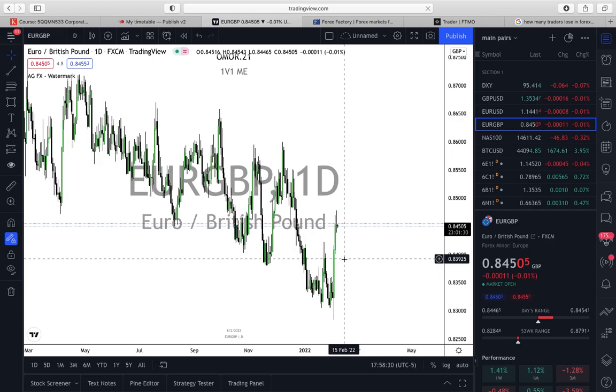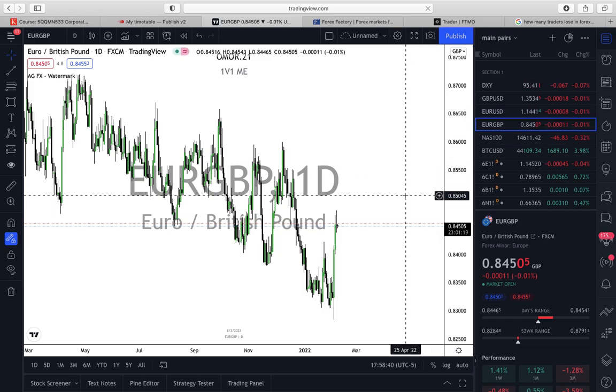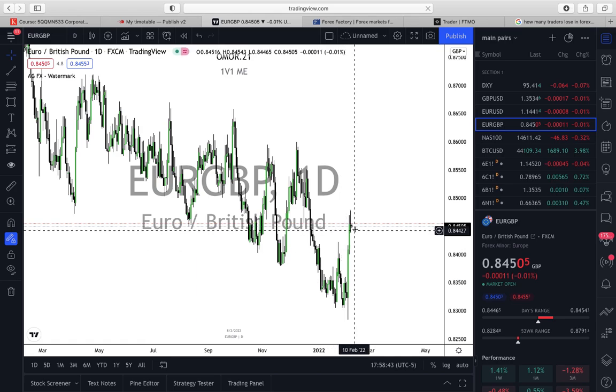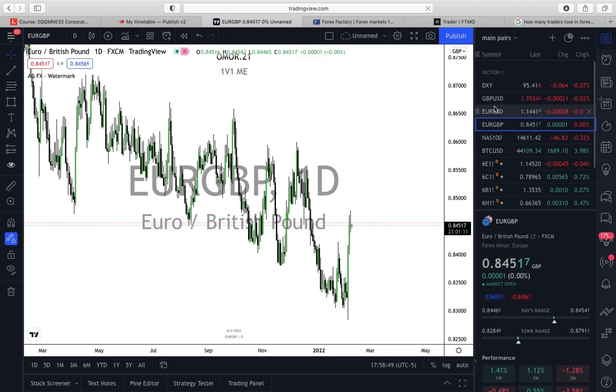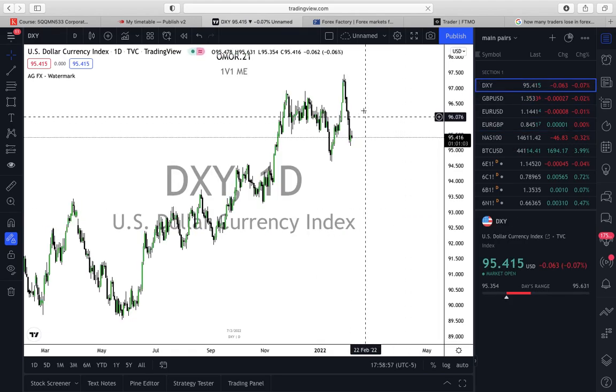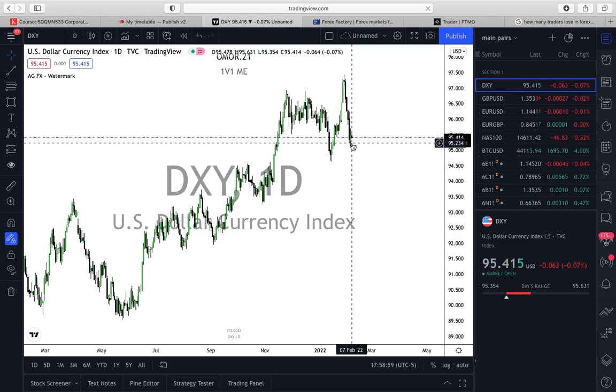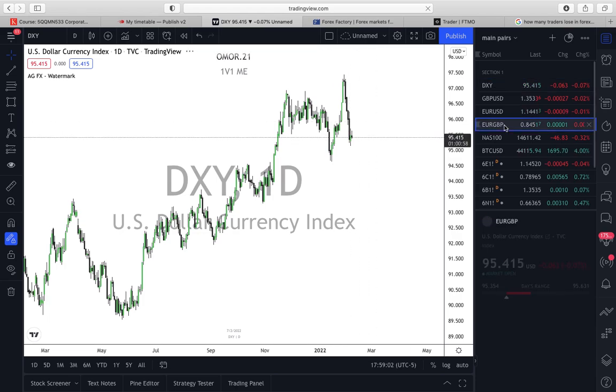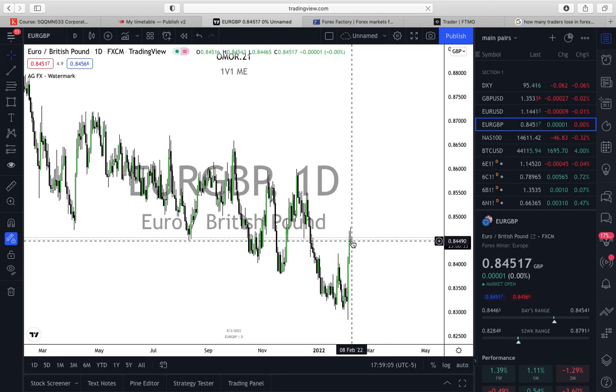Euro GBP looks at what? The euro against the pound. This is going to help you determine whether to trade GBP USD or Euro USD. Because if Euro GBP is going up, that means a stronger euro and weaker pound. Out of the two, Euro USD and GBP USD, Euro USD is the stronger one. Then you look at the DXY. DXY is weak, so the dollar is weak. So out of the two, the pound is weak and the euro strong.